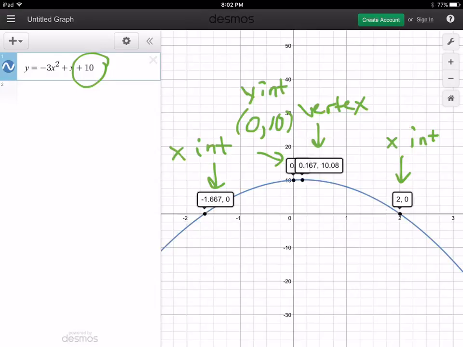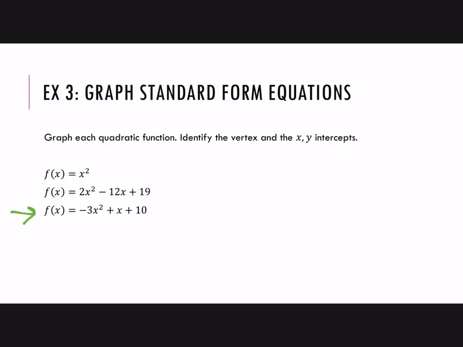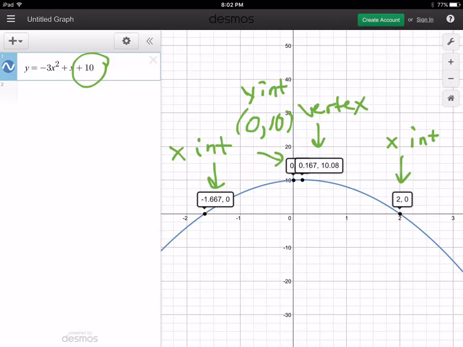So if you try some of the other ones, try graphing x squared and 2x squared minus 12x plus 19, and see if you notice a pattern. And it turns out that this value, this is c, in standard form, ax squared plus bx plus c. And it turns out that c is always the y-intercept. So that's one nice thing about using standard form.